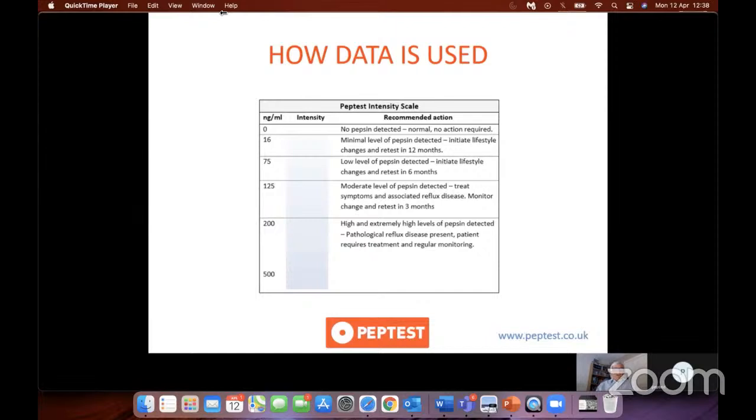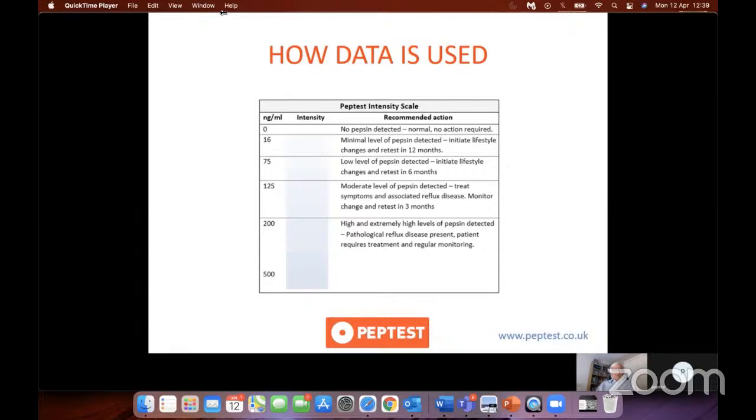Now, how do we use the data? The data is used, and I've tried to predict that on this slide really. So if you've got a very, very low level, and the detection is down to 16 nanograms per mil, which is a really minimal level or a physiological level of pepsin, and certainly does not indicate you have reflux disease. If it's 75 nanograms per mil, then we classify that as a low level of pepsin detection, where we would advise some lifestyle changes and retest again in 6 to 12 months.